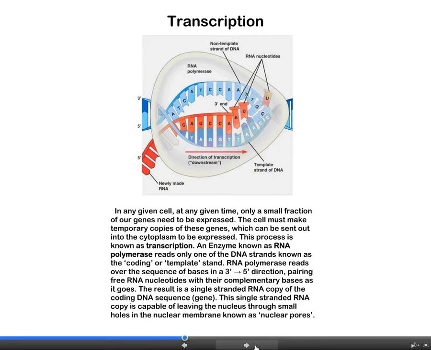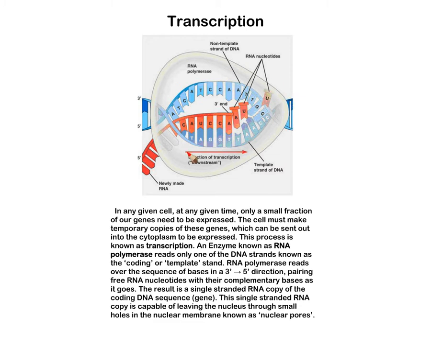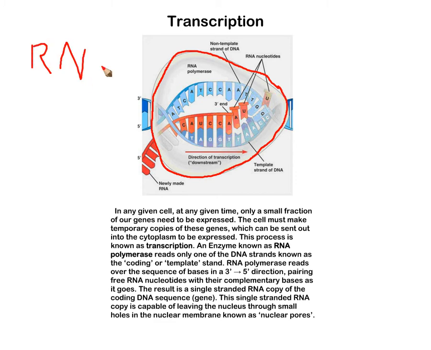Firstly, transcription is carried out by an enzyme, and in this diagram we've tried to show this enzyme. The diagram portrays the enzyme as being transparent, so you can see what's happening inside it. The enzyme is this triangular-shaped bubble, and it is called RNA polymerase. So let's look at what that name really means.